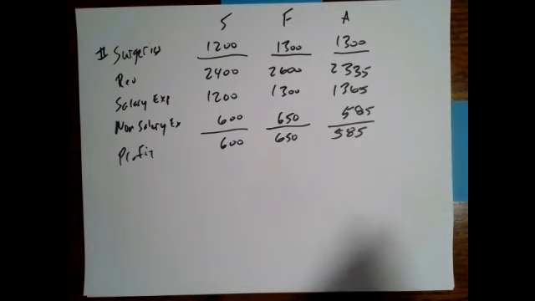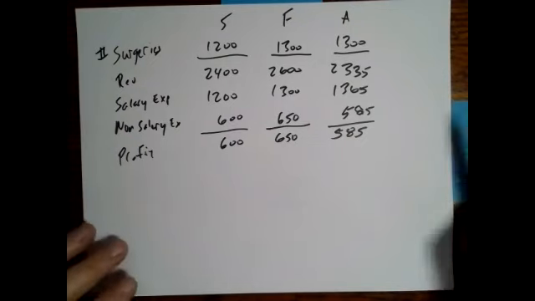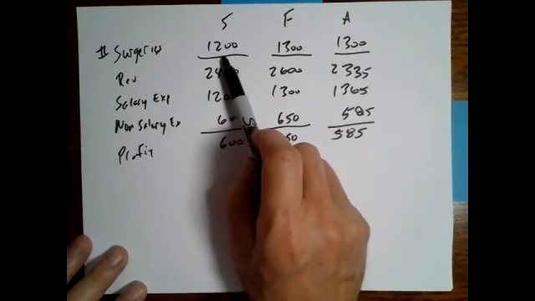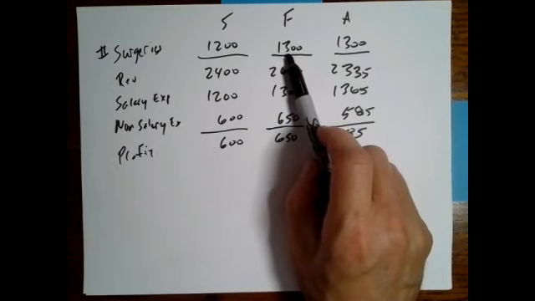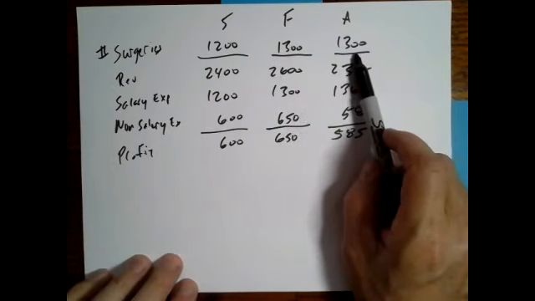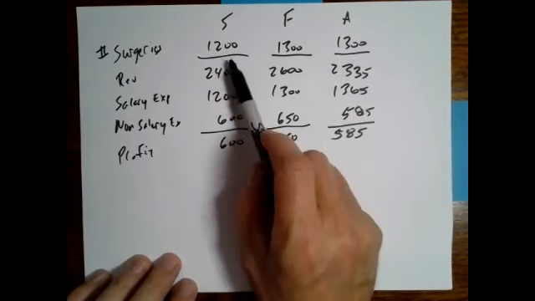And they give us a hint to examine the static budget to determine the relationship of each budget line to volume. Okay, so what do we have here? So we've got number of surgeries. So we have static number of surgeries, flex number of surgeries, and actual number of surgeries.